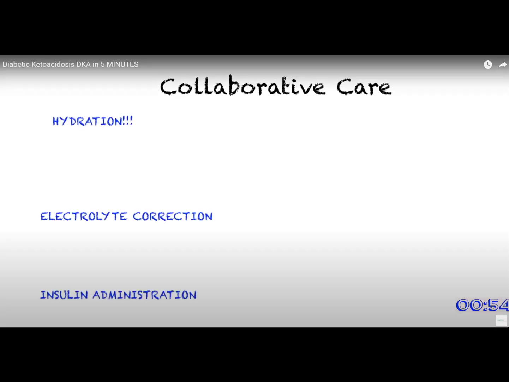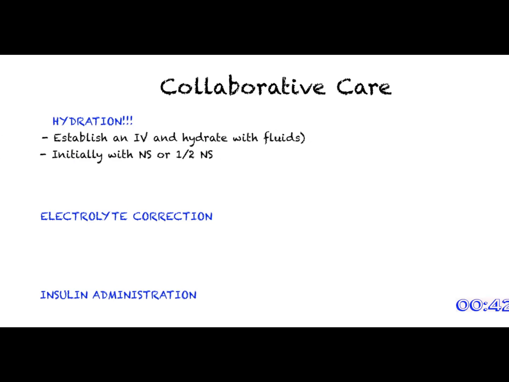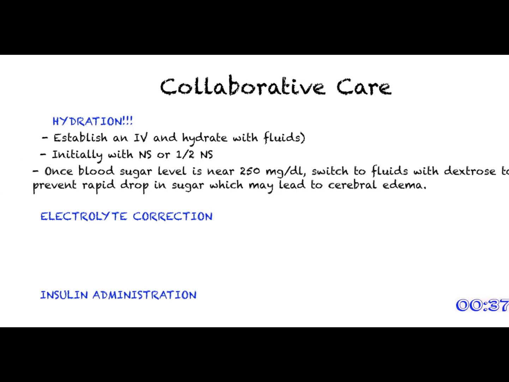Now, let's talk about how to care for a patient that has diabetic ketoacidosis. There are three things that we have to focus on. Number one is hydration. When a patient comes into our ER and you see the signs and symptoms for diabetic ketoacidosis, you're going to establish an IV and hydrate with fluids right away. Initially, it's going to start with NS or half NS, depending on what the doctor orders. Once the blood sugar is near 250, switch the fluids to dextrose to prevent rapid drop in sugar, which may lead to cerebral edema.